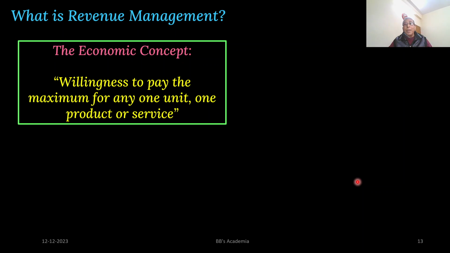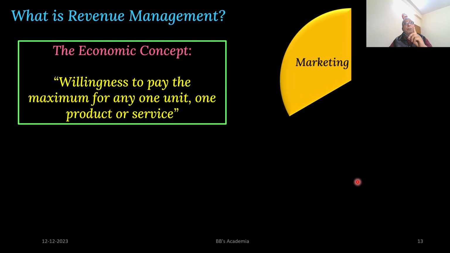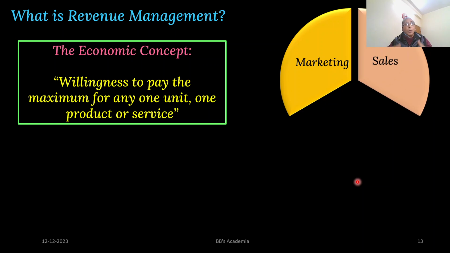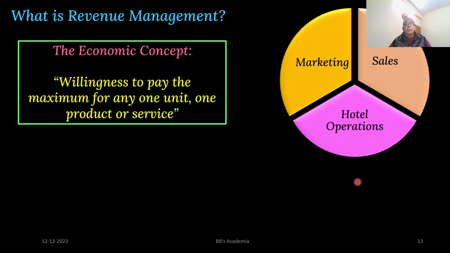And how are we going to apply it in the case of a hotel? You have three factors in total. One is marketing: you have to market your hotel, promote your sales, and give your best possible hotel operations. Once these three factors are looked after by your team, then definitely your revenue management is working.